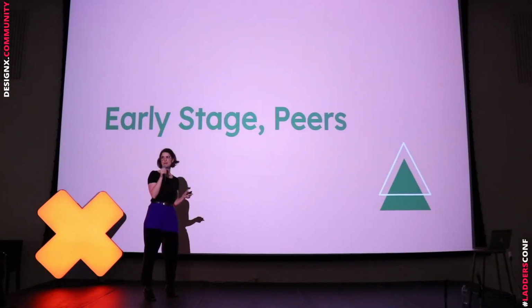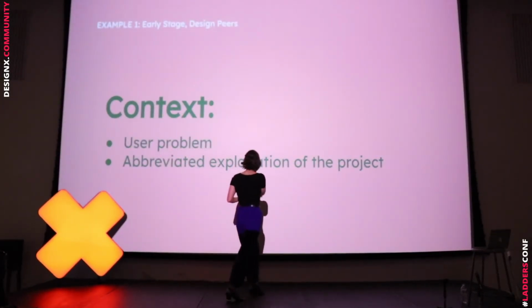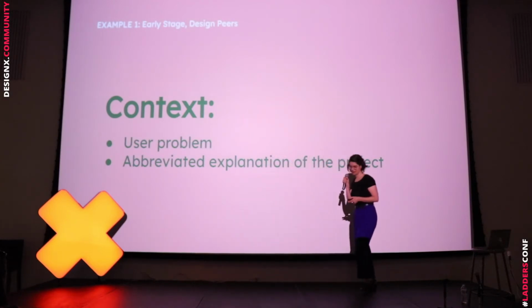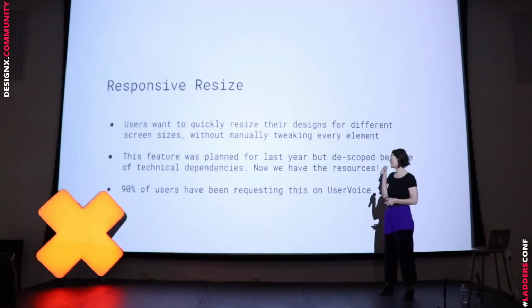Okay, so what if I'm presenting this work in the very early stage and I'm showing it to my peers? This happens all the time, right? I'm going to gut check this with my other design colleagues. So for this situation, the type of context that I would give is the user problem, and then maybe an abbreviated explanation of the project. If I'm just speaking to my direct peers, they don't need a lot of convincing of why we're doing a certain bit of work. They're doing it too, they get it.